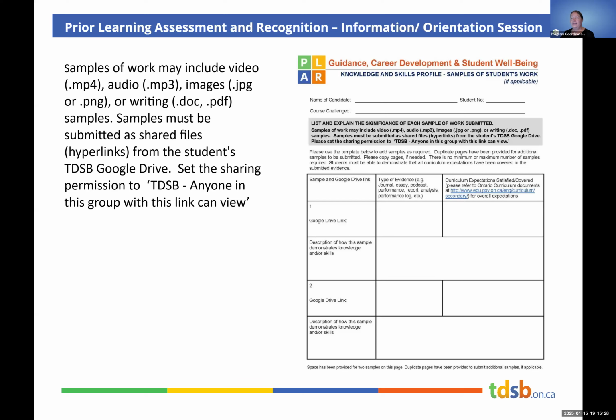For each link or sample, you'll let us know what type of evidence it is. For example, perhaps you share a photo or a painting that you've created. You will also list all of the overall expectations that this evidence satisfies, not the specific expectations. You will get this information from the Ministry of Education curriculum documents, and you will also describe how each sample demonstrates knowledge or skills. You should have enough samples to demonstrate that all overall curriculum expectations have been covered.